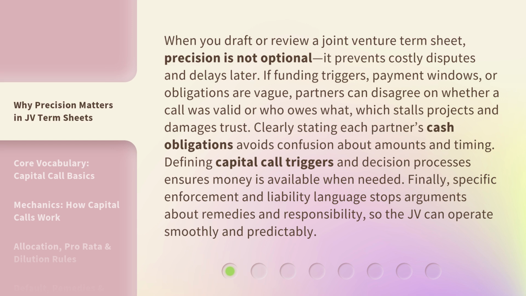Clearly stating each partner's cash obligations avoids confusion about amounts and timing. Defining capital call triggers and decision processes ensures money is available when needed. Finally, specific enforcement and liability language stops arguments about remedies and responsibility so the JV can operate smoothly and predictably.